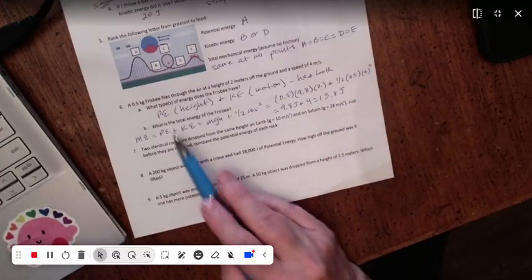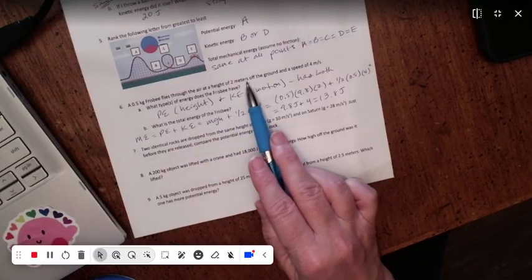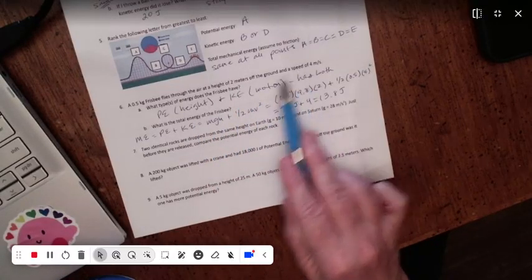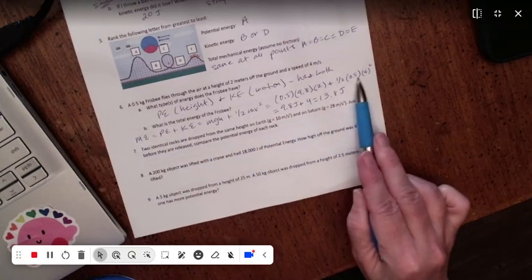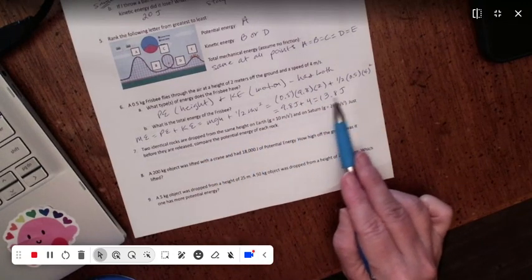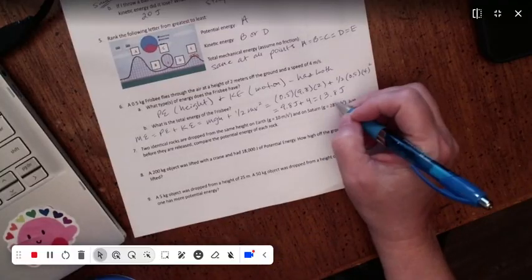So this frisbee, as it's flying through the air at a height of 2 meters, it's got a height, it's got speed, so it's got some of each type of energy. I just calculate those, add them up, and here's my total energy.